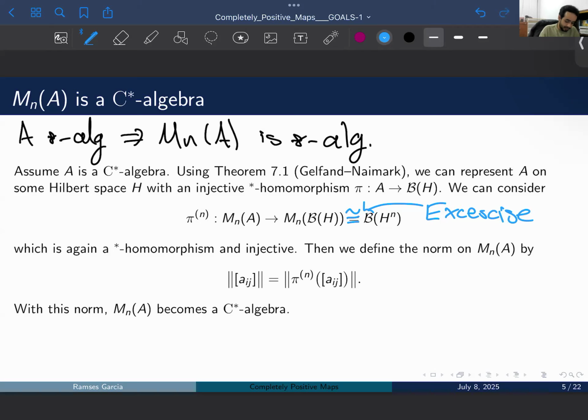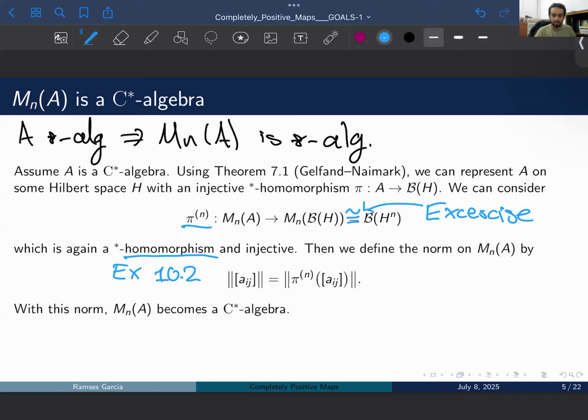And therefore, again we have an exercise, and it is that its amplification Pn is a homomorphism. This is the exercise 10.2. And since P is injective, its amplification is going to be again injective.